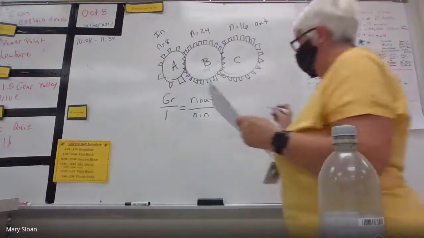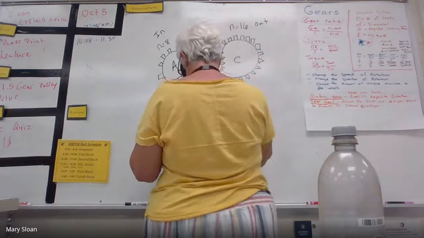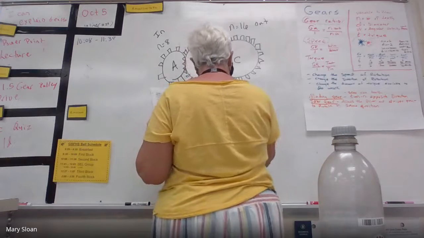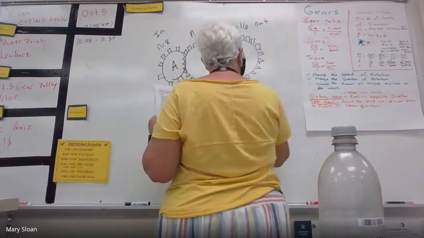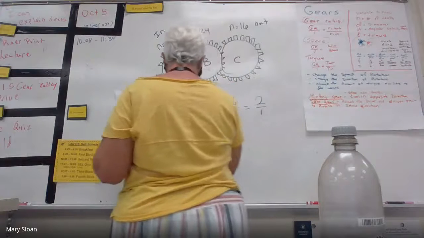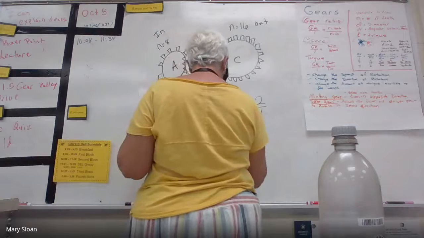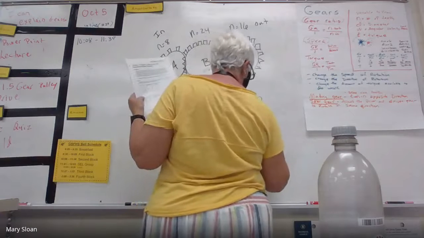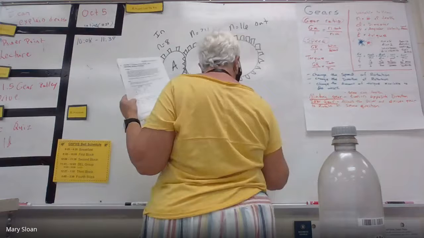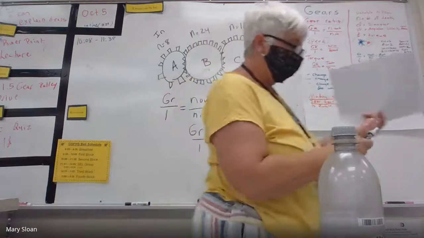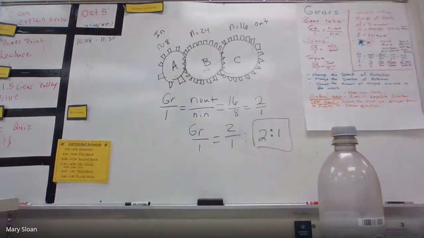Okay. So we're going to do 16 over 8, which equals 2 over 1. So my GR over 1 equals 2 over 1. So my ratio is 2 to 1. And this is my answer. Is that what you got?